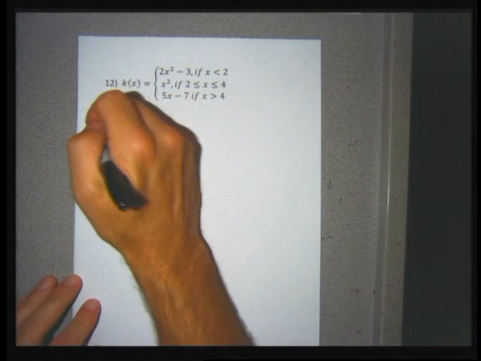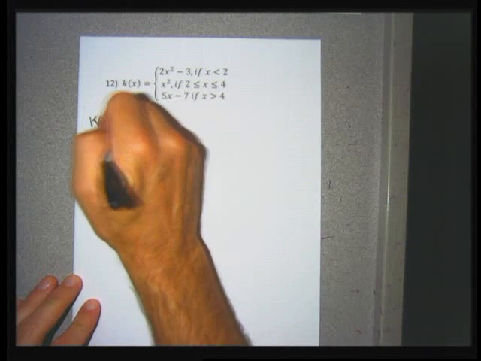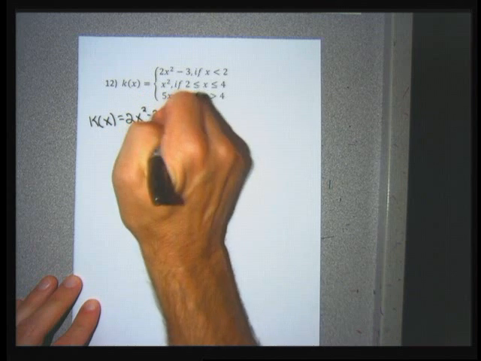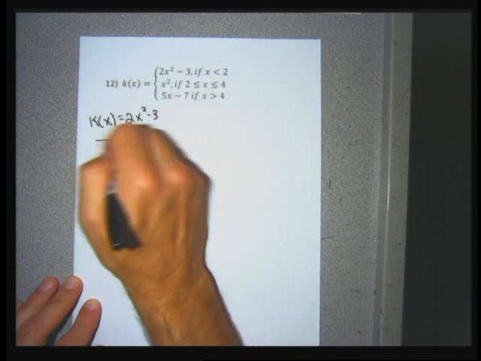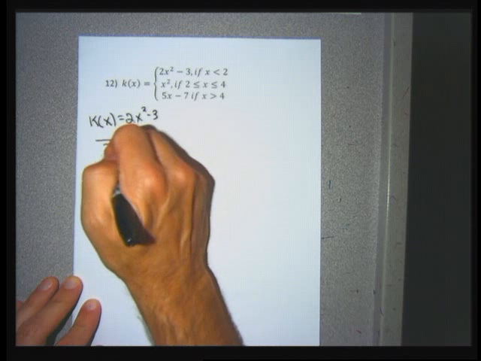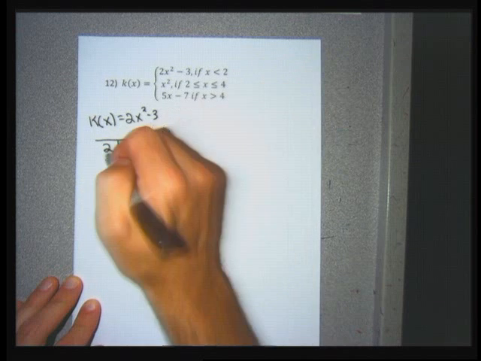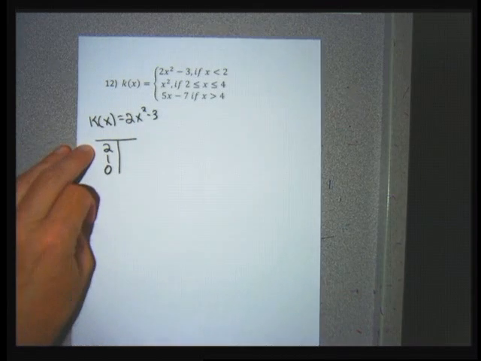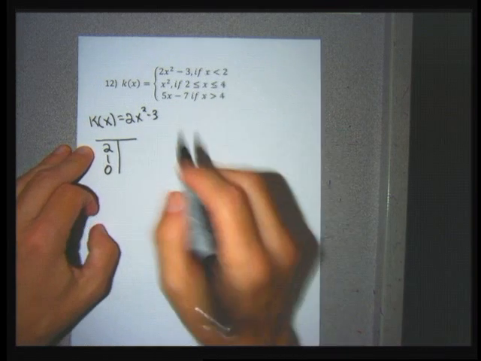So for the first function, k of x equals 2x squared minus 3, I'm told to plug in values less than 2. I'm going to plug in 3 values for x: 2, and then numbers less than 2, 1 and 0. 2 is going to be the right edge of my graph, and it's going to get an open circle because there isn't an or equal to.